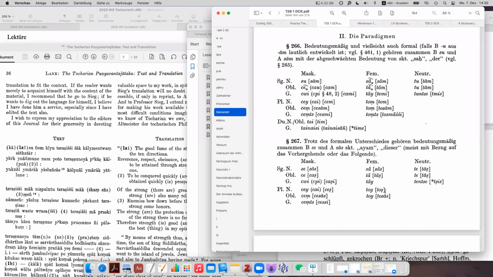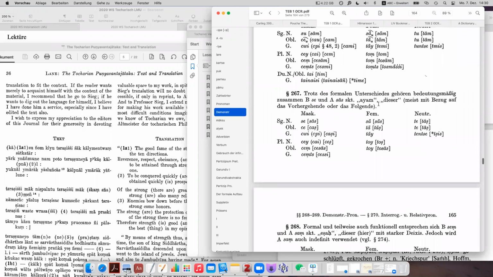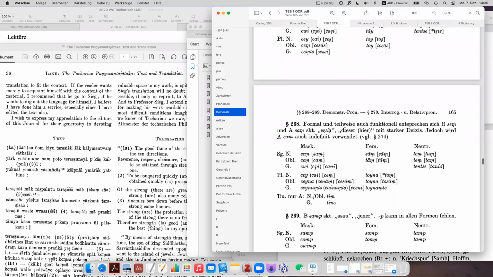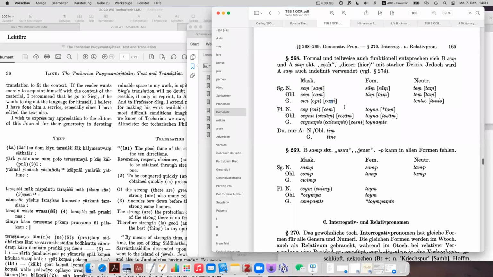As sh, s, yeah, and so on. The second set actually means dieser, or ayam in Sanskrit. And then the third set corresponds to Sanskrit esha. So esha is actually starker Deixis, a strong demonstrative. And the third set is marked by the final n. So anusvara, n. In Tocharian the pronunciation of anusvara is actually n, not an m. It's different from Sanskrit.